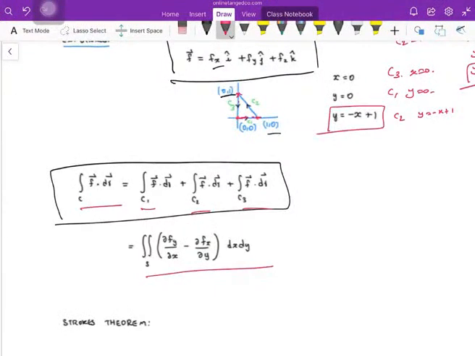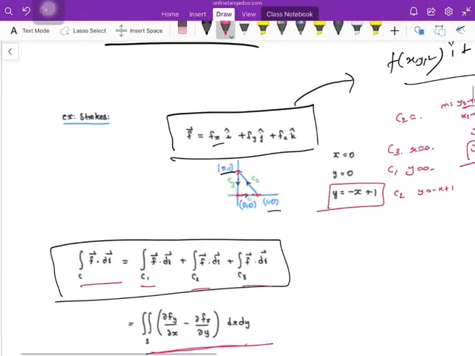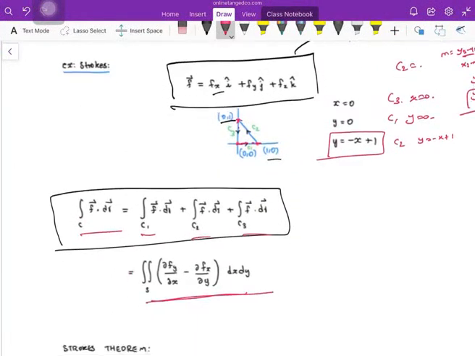Simply, this line integral can be taken into a surface integral of ∂Fy, the y component, by ∂x minus ∂Fx, the x component, by ∂y, into dx dy. This is nothing but Green's theorem.